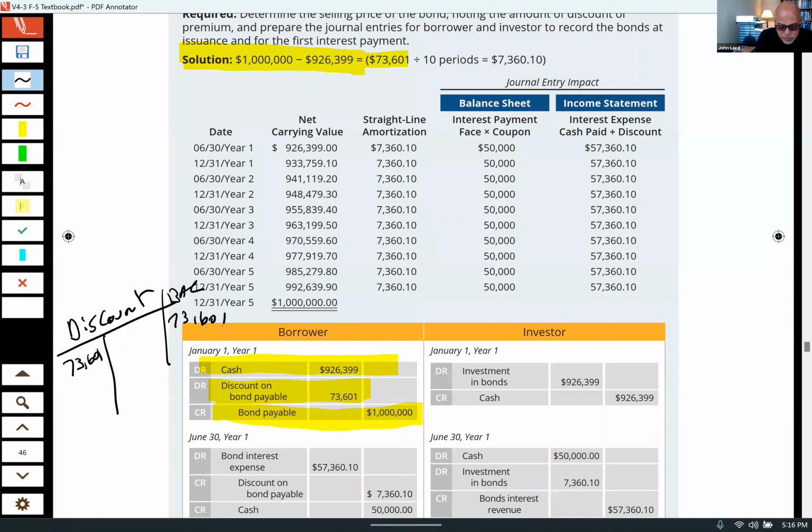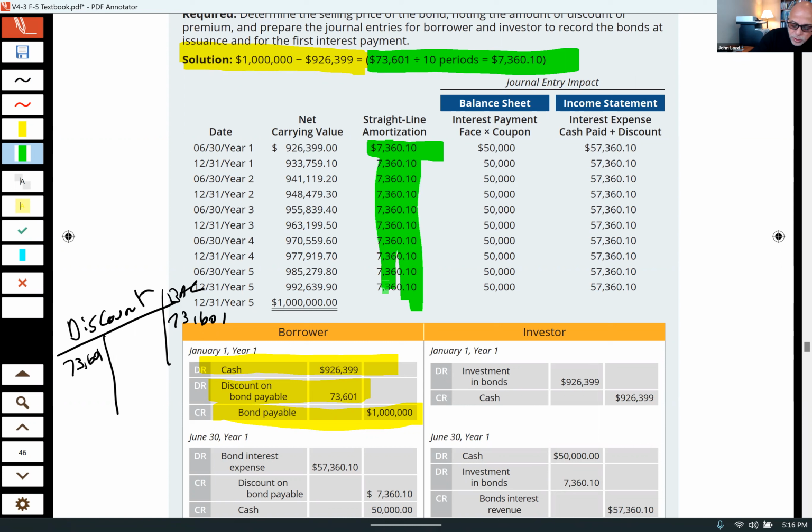Okay, so we have this 73,601, which is the amount of the discount. The bond payable is $1 million. Then we start to amortize that discount using straight line. We take the 73,601 and divide that by 10. That gives me a straight line amortization that will not change over the 10 semi-annual periods. The 50,000 will not change either. That's the $1 million times the 10% divided by 2, which gives me the $50,000. That will not change. Okay.